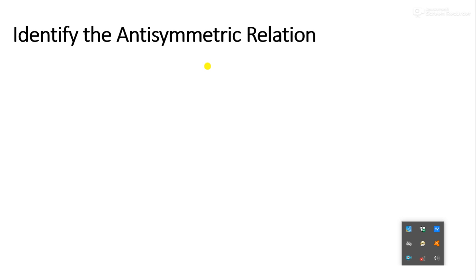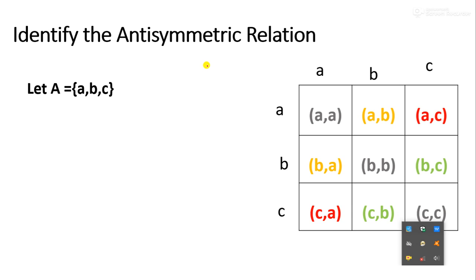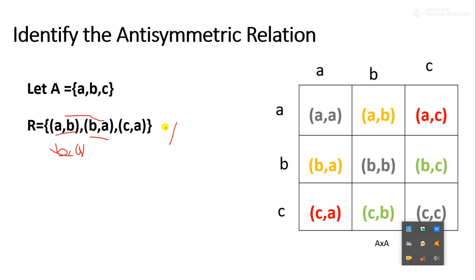Now we are going to see a few examples of antisymmetric relation. So we have set A, which contains three elements, and this is the matrix representation of A cross A. So we have the first relation, that is AB, and the symmetric of AB is BA. So we have BA. We don't allow these symmetric elements. Therefore, this is not an antisymmetric relation.